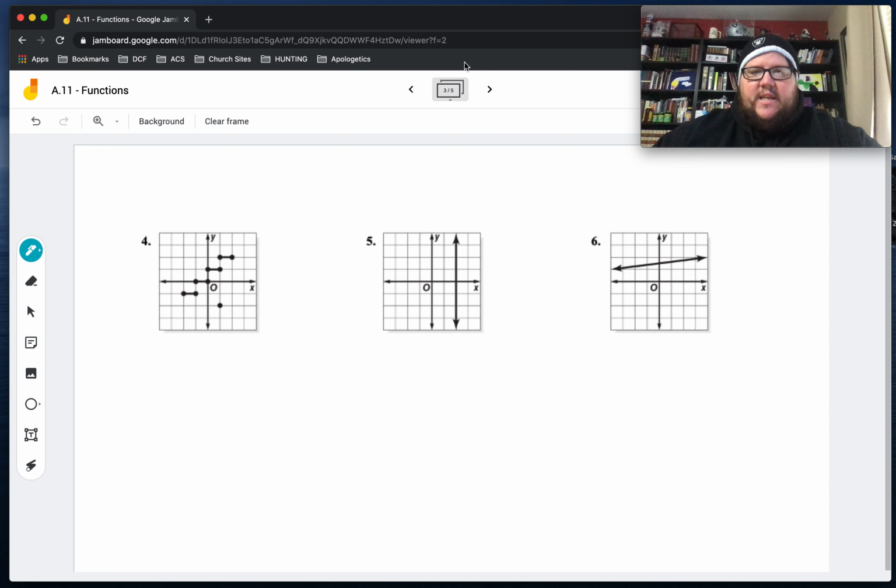I'm going to leave these ones for you guys to do on your own. But you guys know, drop your vertical lines. If it goes through more than 1 point, it is not a function. If it only goes through 1 point, it is a function.